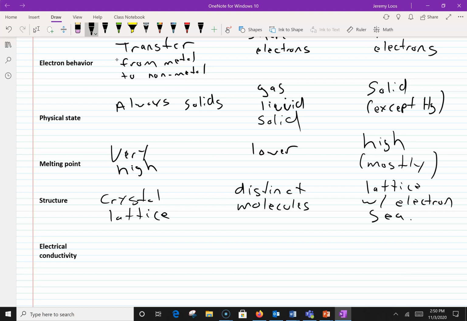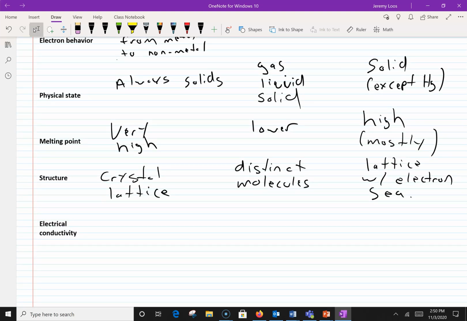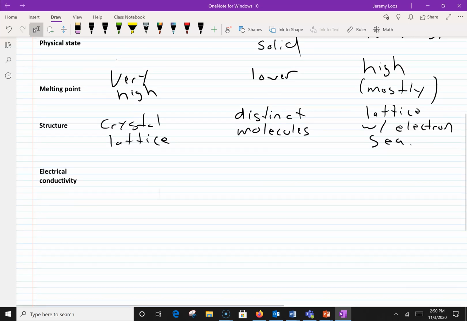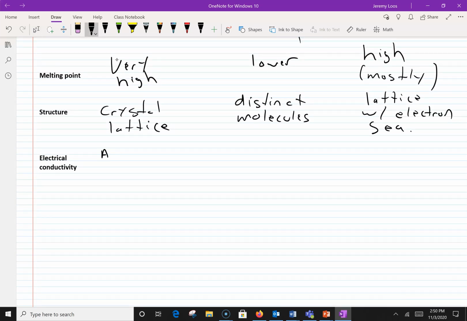Okay, so, last thing here. And I'm going to show you an example of this in just a moment. Ionic compounds do not conduct electricity as a solid. Now, if you take them, and again, I'll show you this in a moment, if you melt them, like you get them really, really hot, and you melt them, they will conduct electricity, or if you dissolve them, they will conduct electricity, but not as a solid.